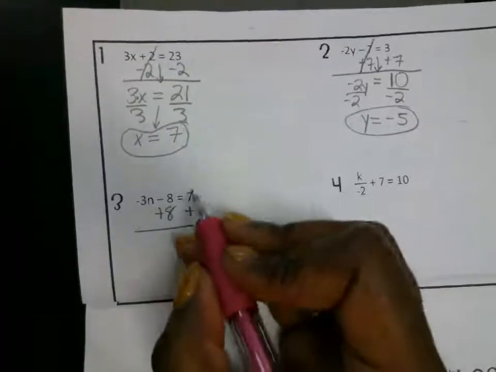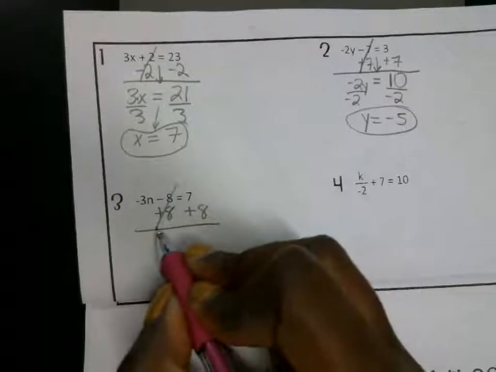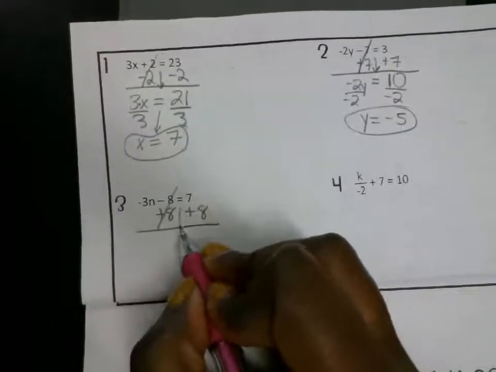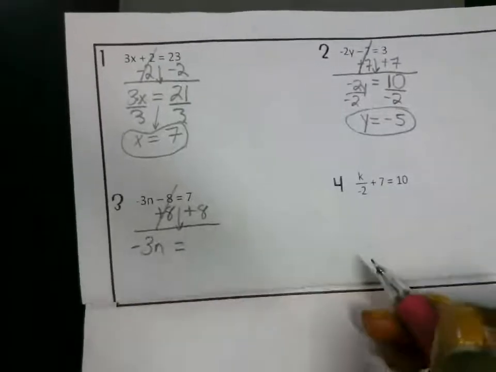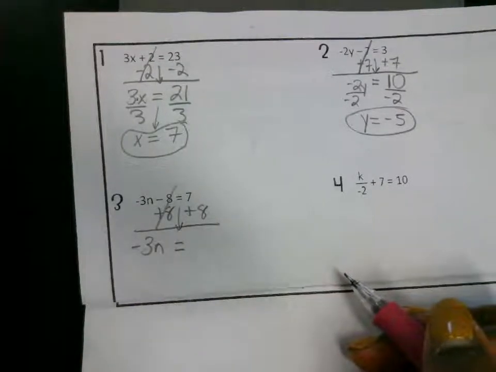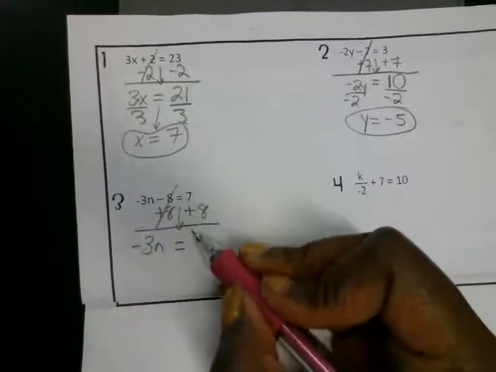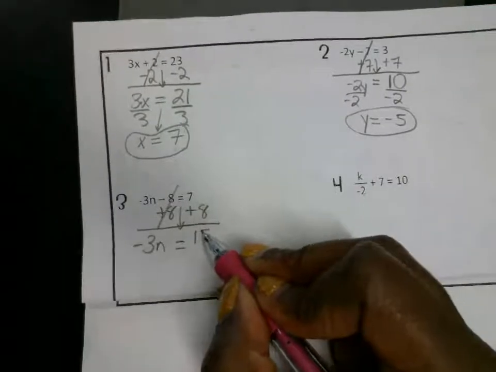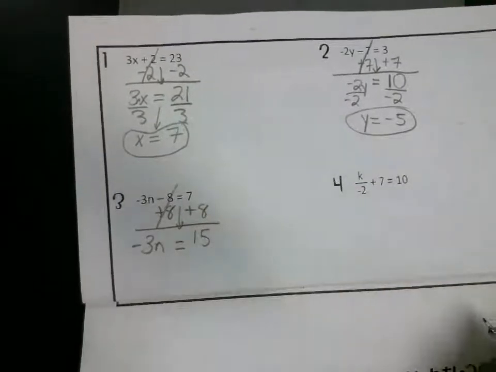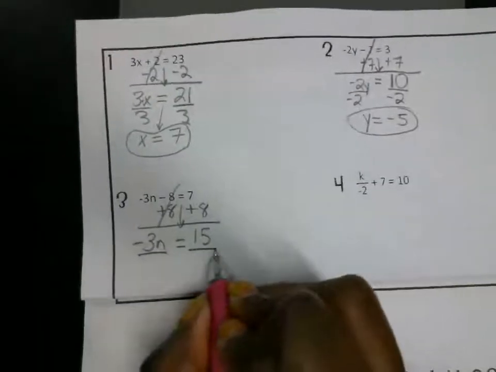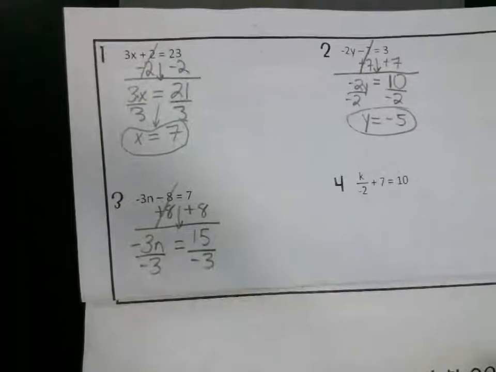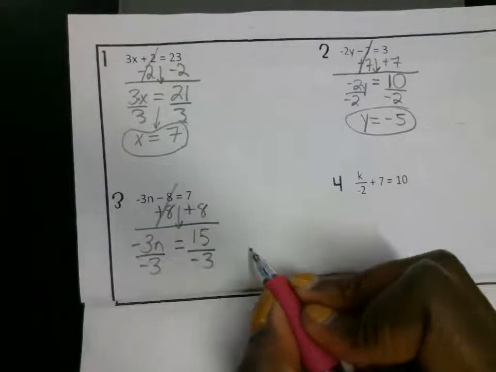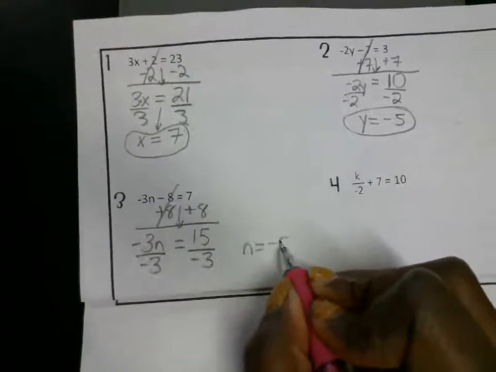When we add 8 to both sides, this is 0. What are we left with on this side of the equal? -3n. Very good, Aaliyah. What do we get on this side? 15. Very good. Now what are we going to do to get n by itself? Divide both sides by -3. And that gives us what? -5. n equals -5. Very good.